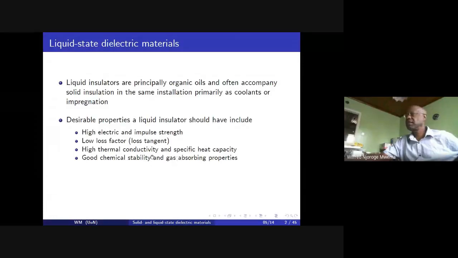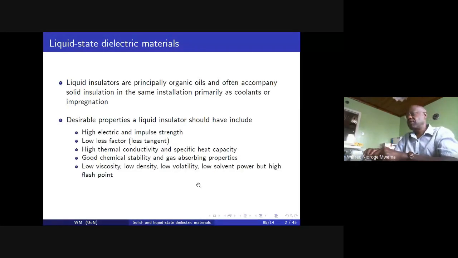Then good chemical stability, so that if heat changes the chemical nature of the material, this should be difficult to do. That is, the chemical should not change its shape or its form easily. Then gas absorbing properties matter because once we have gas absorbed in liquids and the heat starts to increase, the liquid may start to boil. Usually when you use oil, even the KPLC oil used in transformers, it's first of all treated to try and remove as much dissolved gas from the oil as possible.